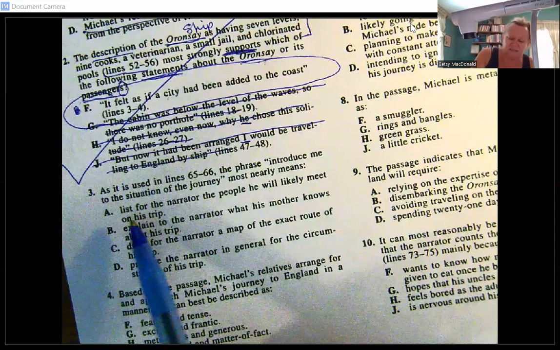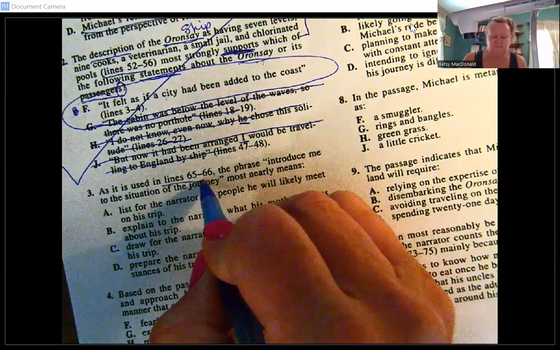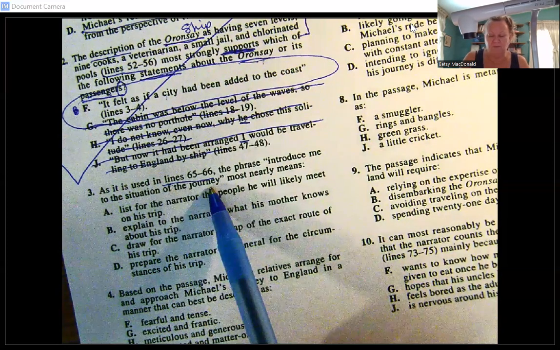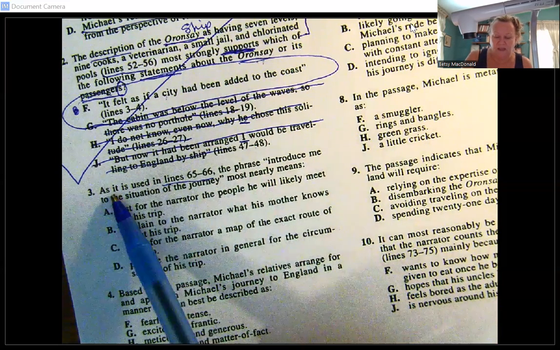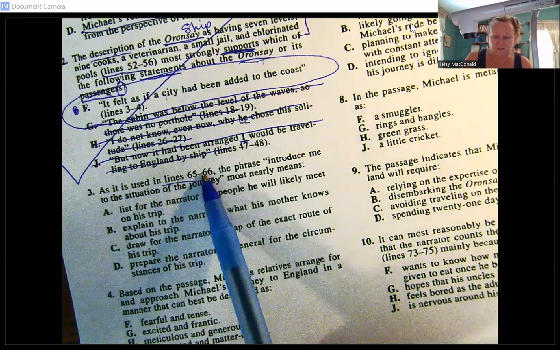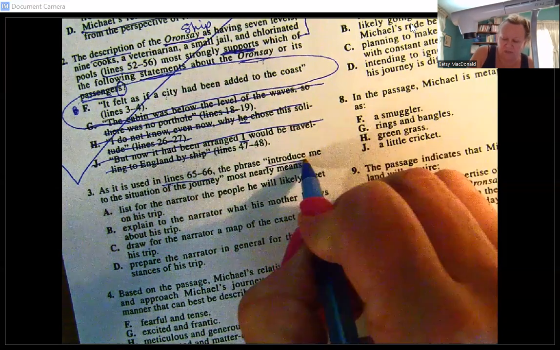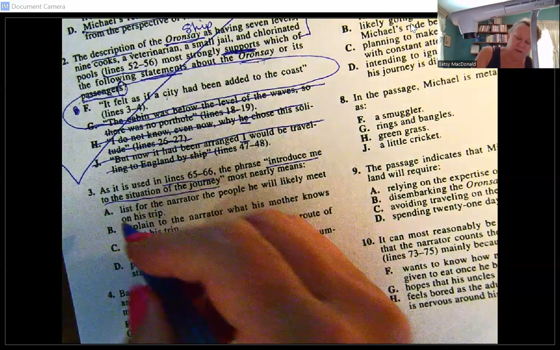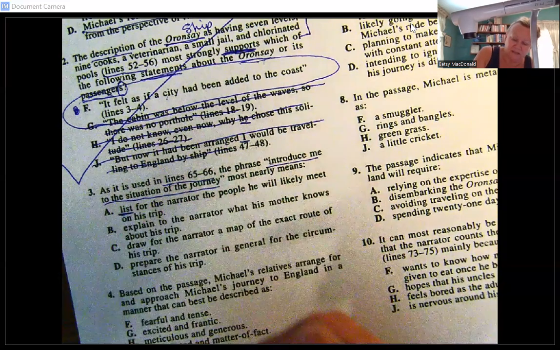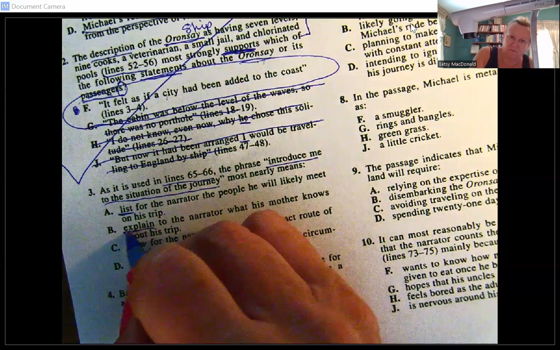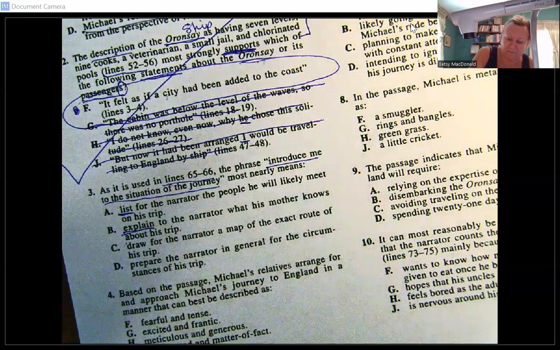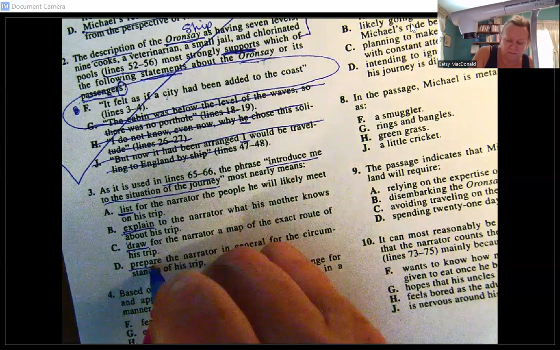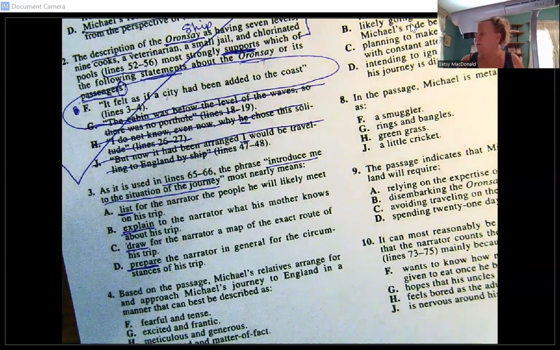It says, as is used in lines 65 to 66, the phrase introduce me to the situation of the journey most nearly means, okay, let's read it. As it is used in these lines, the phrase, well, they already gave us the phrase, introduce me to the situation of the journey. Most nearly means, oh, okay, let's look. Is it a list? Is it an explanation? And pardon me if I'm marking wrong. I'm having to look through this Elmo, okay? Are they drawing something? Are they preparing something? I don't know because I need to read more.